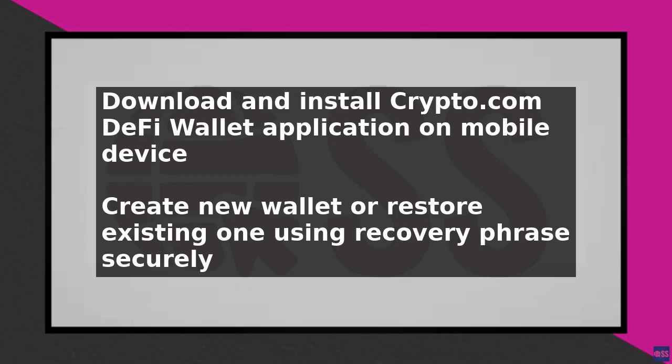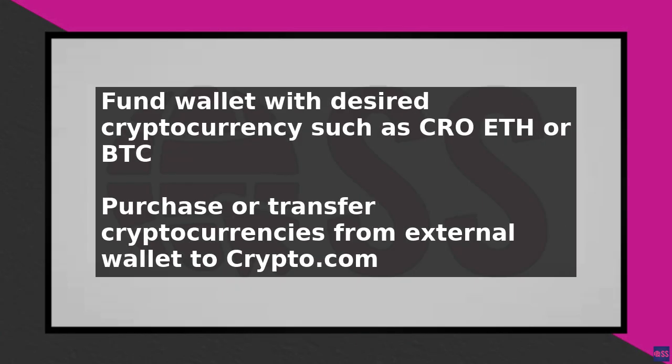First, you need to download and install the Crypto.com DeFi wallet application on your mobile device. Once installed, create a new wallet or restore an existing one using your recovery phrase. Make sure to store your recovery phrase in a safe and secure location, as it is the key to accessing your wallet. After setting up your wallet, you need to fund it with the cryptocurrency you want to stake.